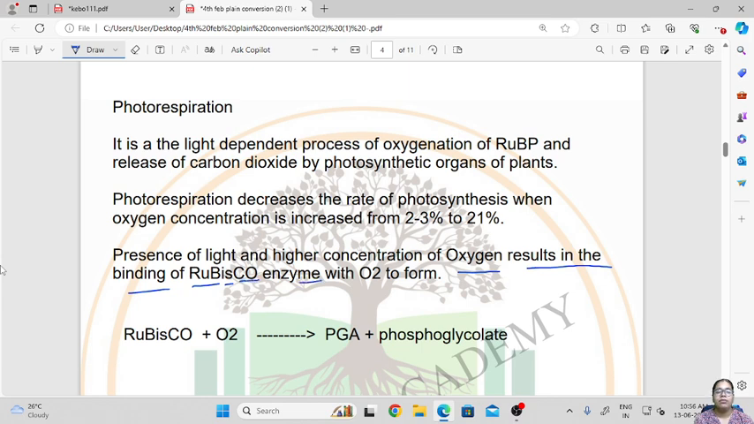RuBisCO enzyme with oxygen to form PGA, phosphoglycerate. So the RuBisCO enzyme will bind with oxygen to form PGA and phosphoglycerate. So this is the process which happens in photorespiration in plants.